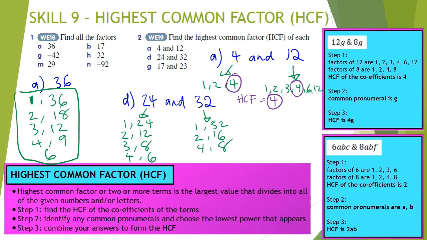Don't think we can get there with a 5 or with a 6. So that looks like all the factors for 32. Hopefully I've got them all. Let's look for the highest number that appears in both lists. They both have 1, they both have 2, they both have 4, and they both have 8. So 8 looks like being the highest common factor for 24 and 32. That's the skill we're working on here in question 1 and 2.